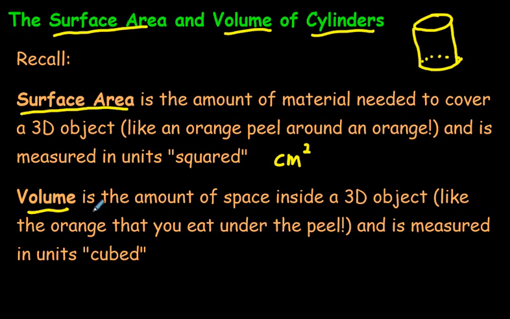Volume, instead of it being the outside area, it's the amount of space inside a three-dimensional object. So it's like the part of the orange that you actually eat, the juicy part of the orange under the peel. That is the volume, okay? And it's measured in units cubed. So if you're talking about centimeters, it would look like this. Whenever you see a little 3 like this after the units, could be inches, feet, meters, centimeters, etc., that means they're talking about volume. If you see a little squared or a little 2, you know that they are talking about the surface area.